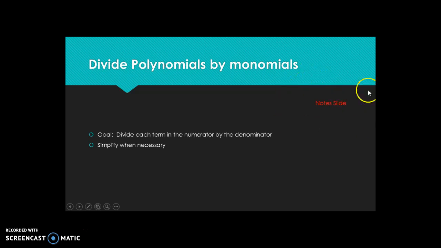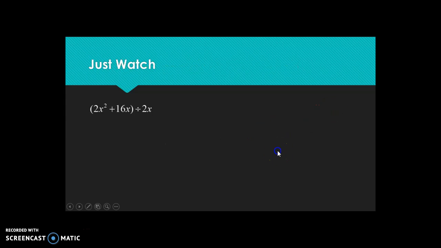So again, you're going to take notes. Not much here. Not much on the second one either, note slide. However, the third one is a little tricky. So let's get started. So here's what the problem's going to look like. We have 2x squared plus 6x divided by 2x.